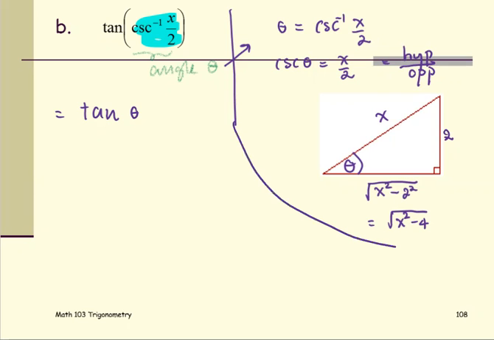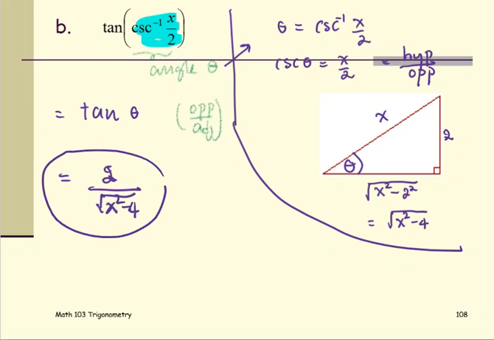Back to the problem. We are going to find the tangent of an angle theta, where theta is the inverse cosecant of x over 2. With the relationship, the tangent is opposite over adjacent, and then we use the right triangle diagram to find those two sides. The opposite is 2, and the adjacent is the square root of x squared minus 4. Therefore, we got the expression in x only that represents the tangent of the inverse cosecant of x over 2.